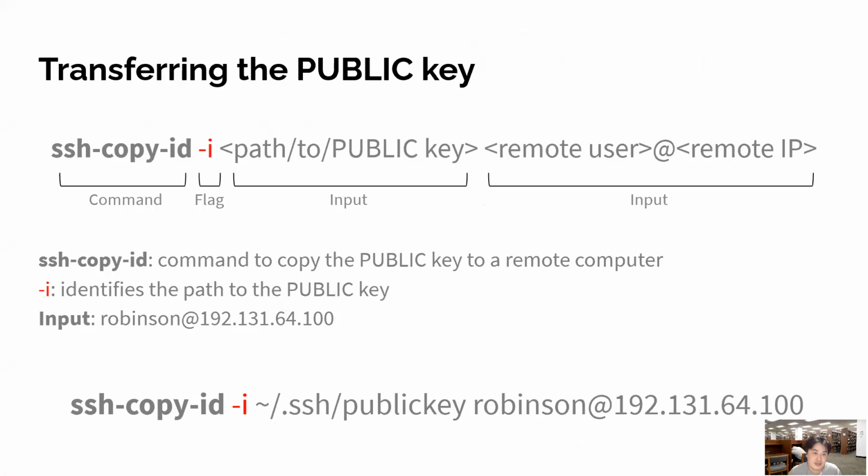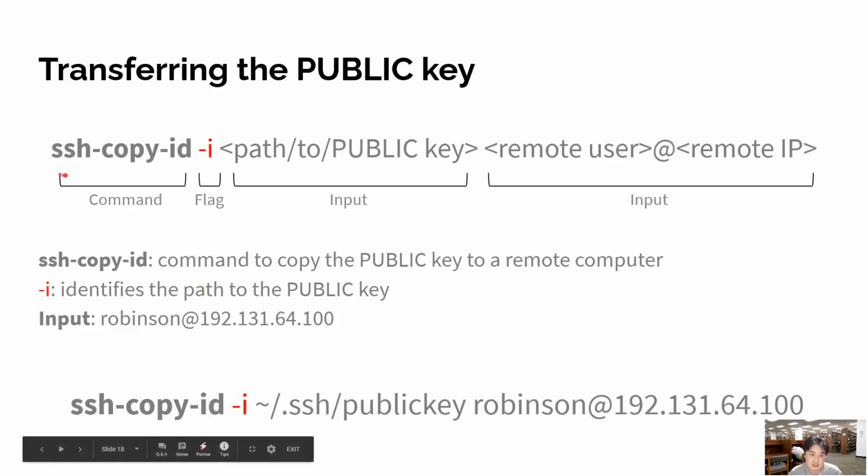The next command we're going to learn is called ssh-copy-id. What that does is transfer our public key to the server. So we did ssh-keygen to create the keys on our host machine. Now we're going to transfer it to our server so that we can SSH in. The command to do that is ssh-copy-id, and we're using a flag again. This time we're using the -i flag.